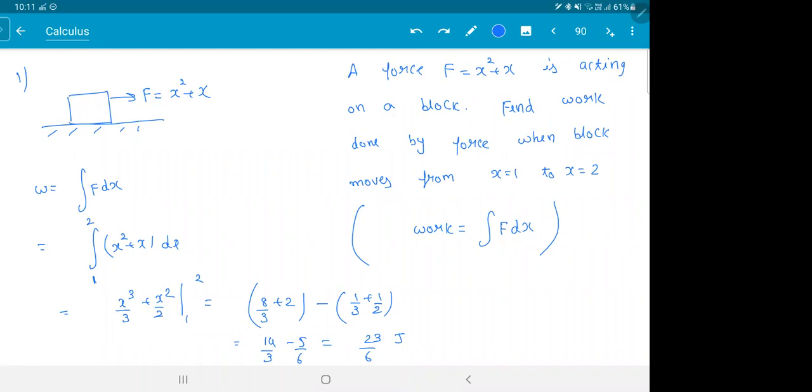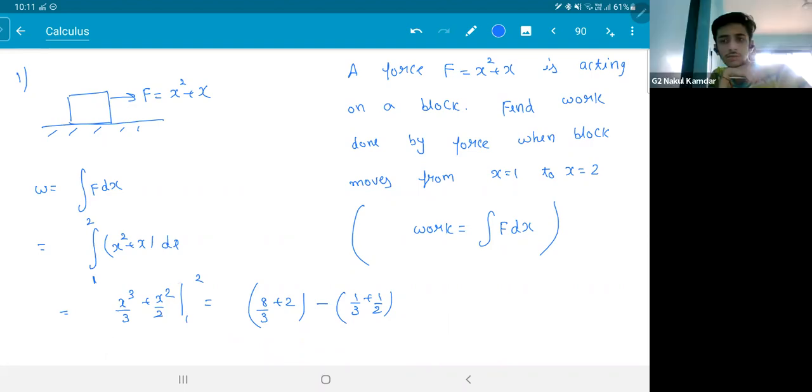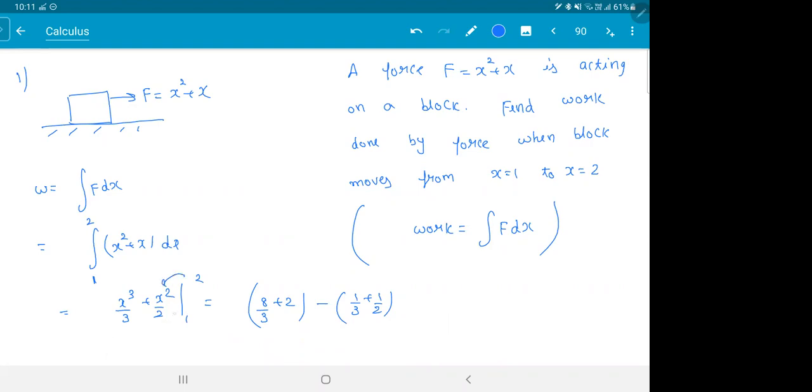How did I get 2? No, that's not 2, no? That I get from here, no? When I put 2 here, that's 2 square by 2.